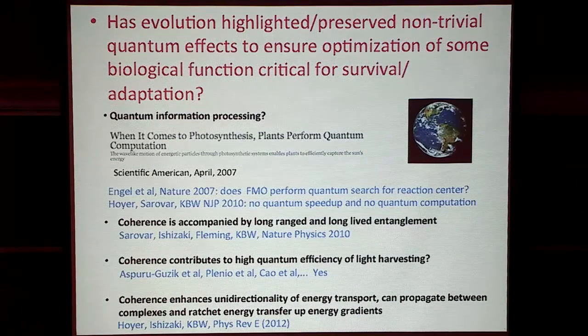The first thing that was suggested when this experiment came out was that plants are performing quantum computation, because the coherence is helping the excitation move spatially from one place to another, and it seems to be doing so in a very efficient way. And that's exactly what a quantum search algorithm would do, which is one of the other big applications of quantum computation. It was proposed that this FMO is performing a quantum search, and that's not true. I don't need to tell you how that works, but it's not very hard to show that that doesn't happen. What is interesting, though, is that the coherence is accompanied by long-lived entanglement.